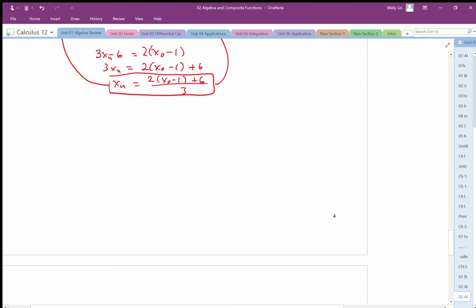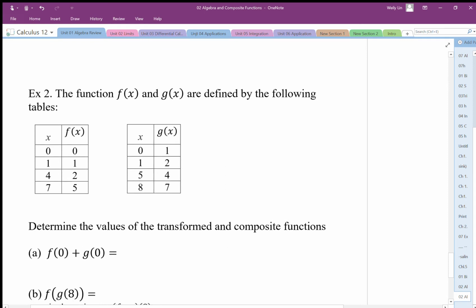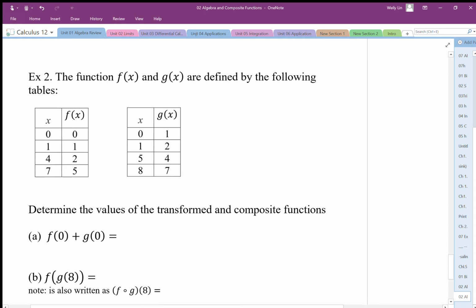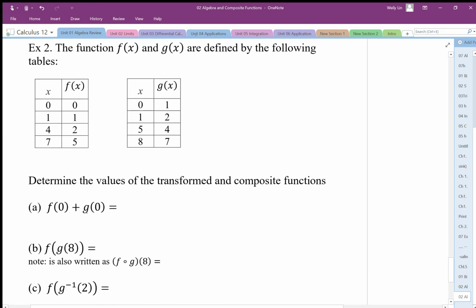Okay, so the last part here is we want to be able to deal with functions in tables. We dealt with function equations, functions with graphs, now functions with tables. If I want to find out f of 0 plus g of 0, I just go straight to my table. F of 0, I'm going to highlight this in red, is 0. G of 0 is 1. So I'm going to end up with 0 plus 1, that equals 1.